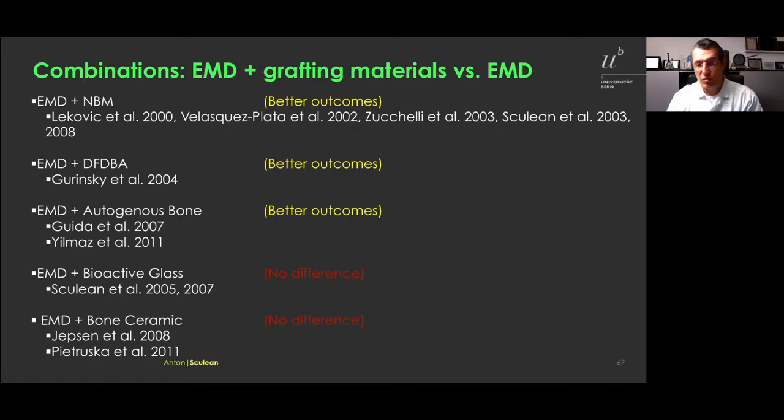Then combinations. We like to use combinations of EMD and some grafting materials in large defects versus EMD. Why? Because sometimes it may yield additional improvements. Not all the grafts, but if you combine it with xenogenic material, with DFDBA or with autogenous bone, the outcomes should be or appear to be better than combining this material with synthetic grafts like bioactive glass, like bone ceramic, etc.